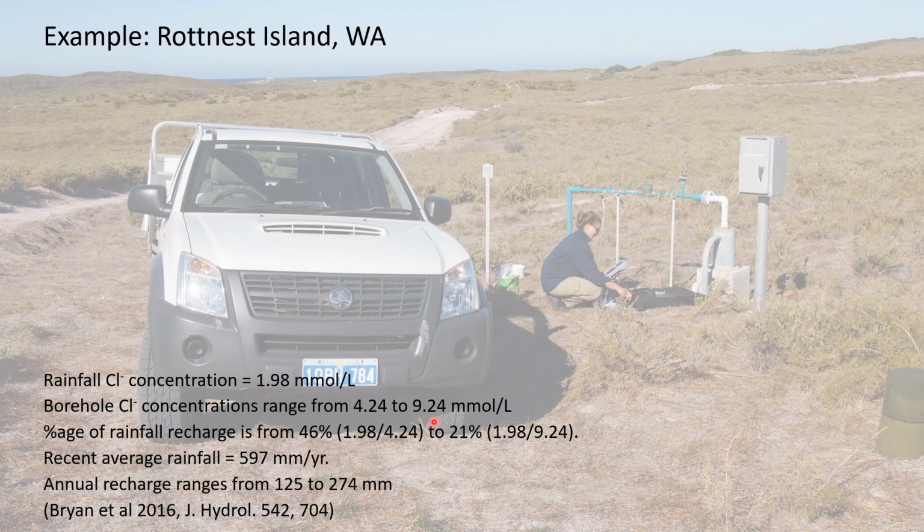And we can just take the ratio of those two values then to work out the percentage of rainfall recharge. If you take the lowest value from the boreholes, that would suggest that 46% of the rainfall is recharged to the aquifer. If you take the highest value, it suggests only 21% of the rainfall is recharged. The recent average rainfall on Rottnest Island is 597 millimeters per year, which means that we can calculate annual recharge, which ranges from 125 millimeters to 274 millimeters in a year.